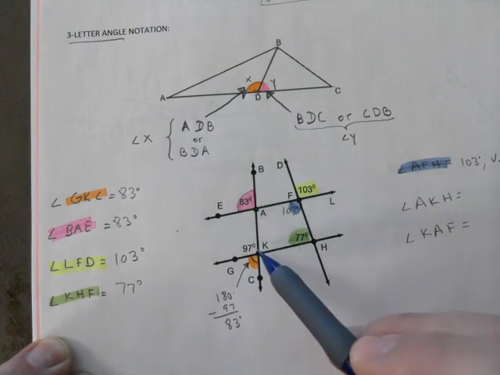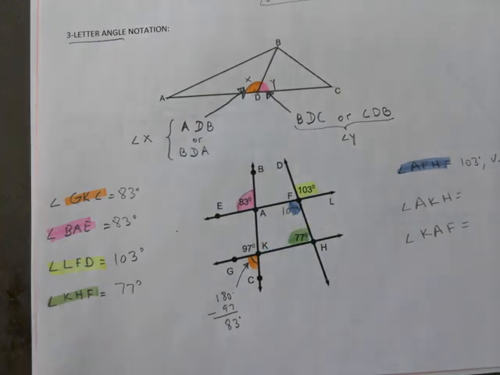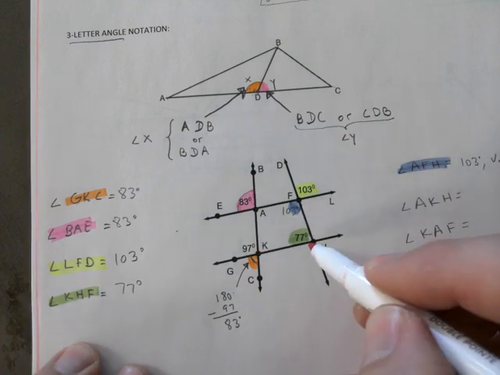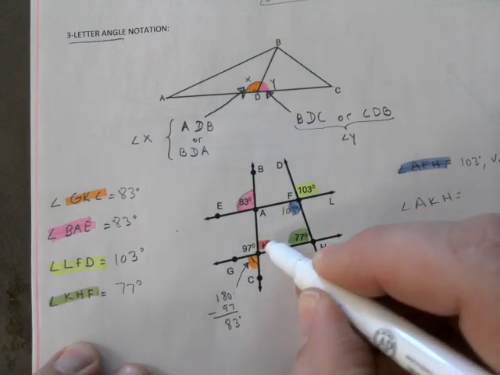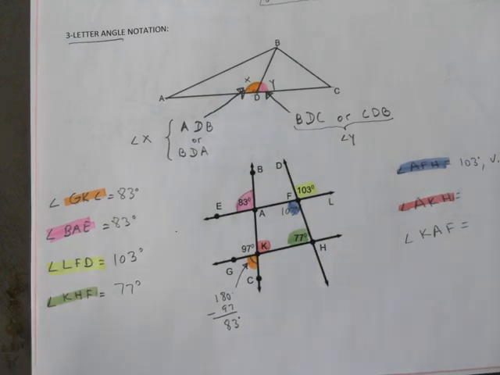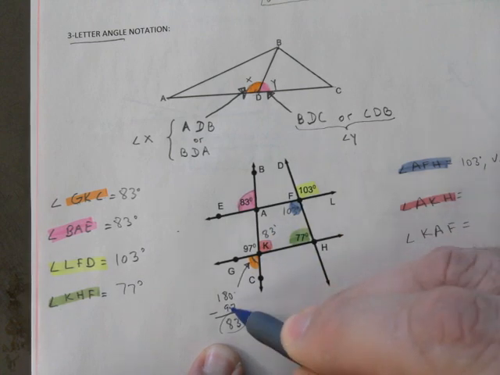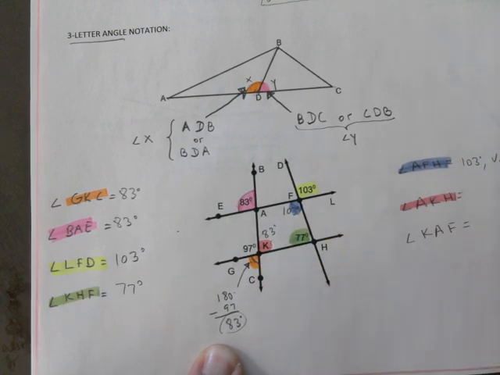AKH. So it's this one right here. Let me see. This one is somewhat different. AKH, this one right here. And if this is 83, then this is 83 also, vertically opposite. These are exactly the same.